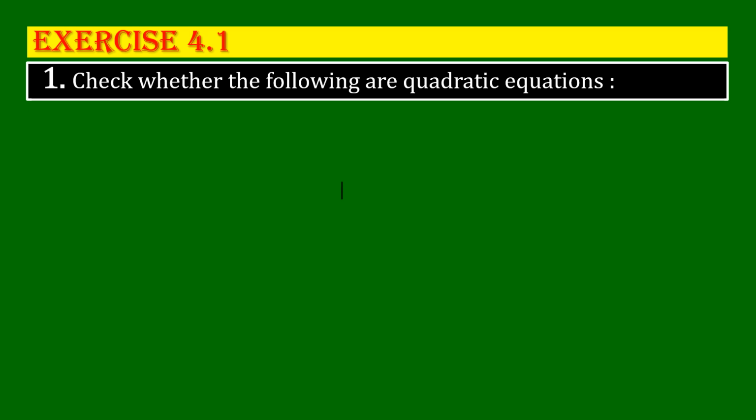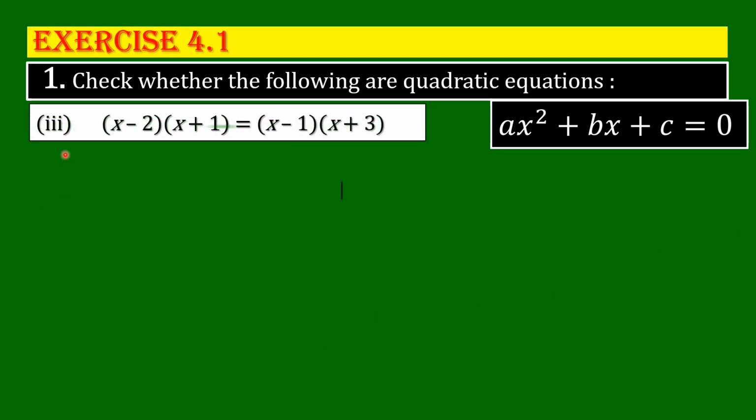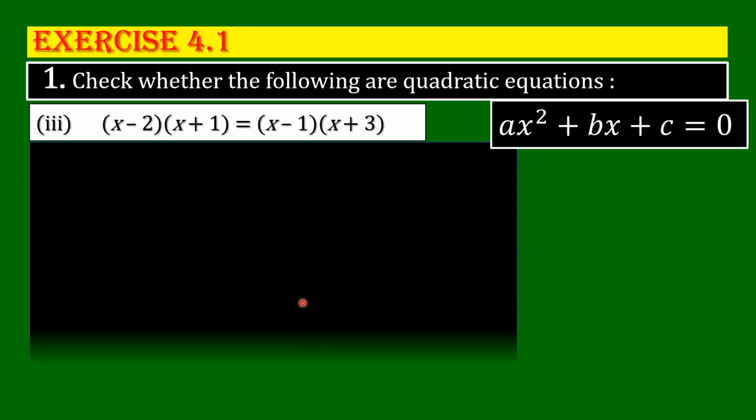Let's take the first question. Now see, any expression which can be rearranged in this form is a quadratic equation, right? Here is our sum: x minus 2 into x plus 1 equals x minus 1 into x plus 3. There is no square, there is no cube, right? That's why I said any equation that can be rearranged. So we'll rearrange it, we will simplify it, and let's see what we get. Let's move to our blackboard.